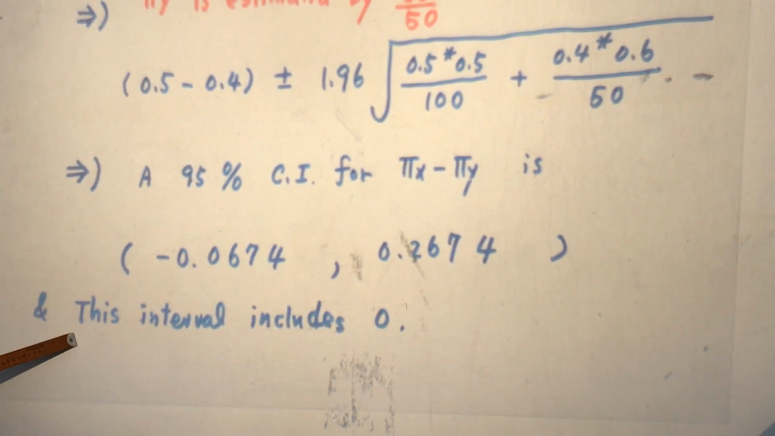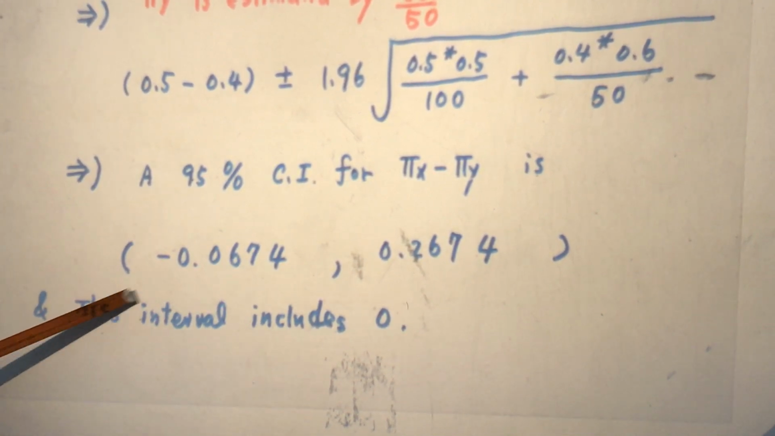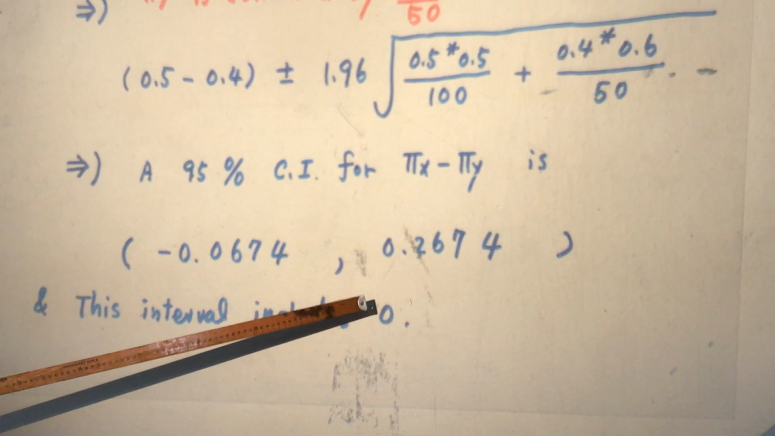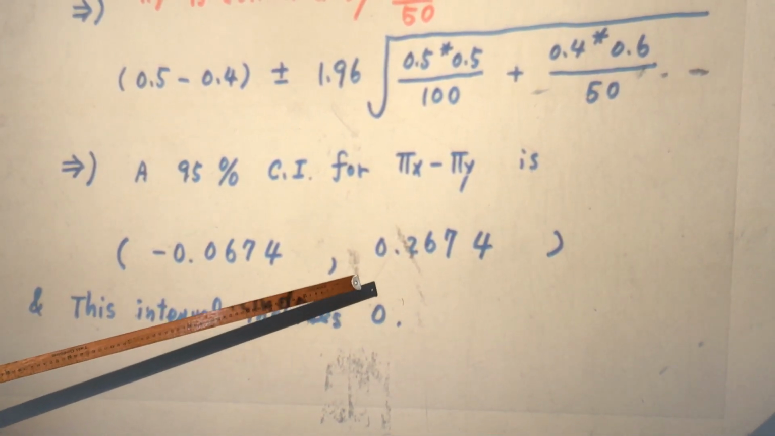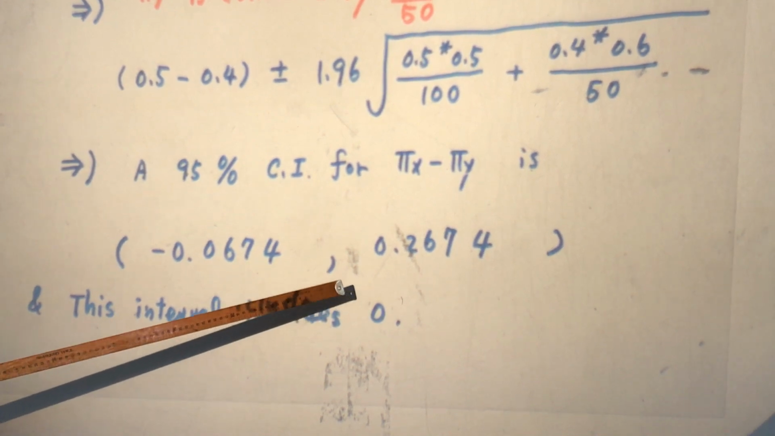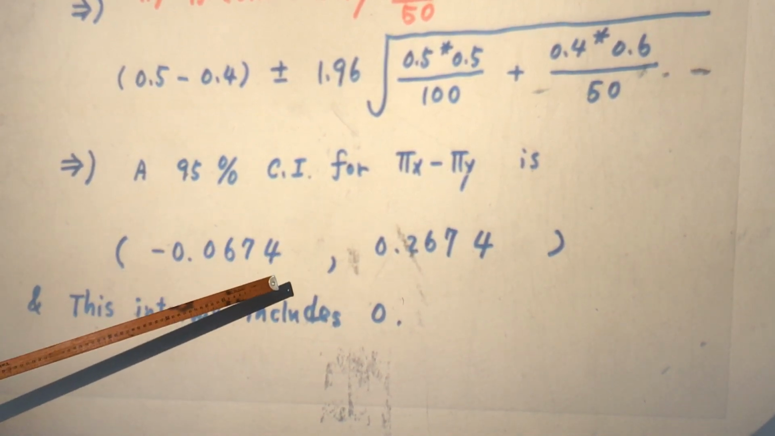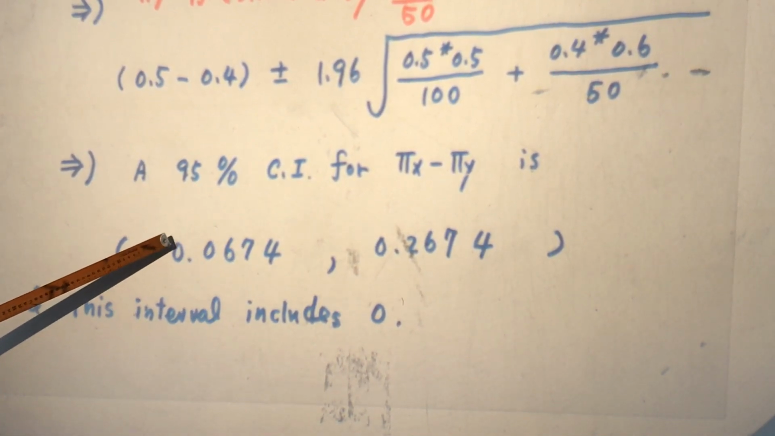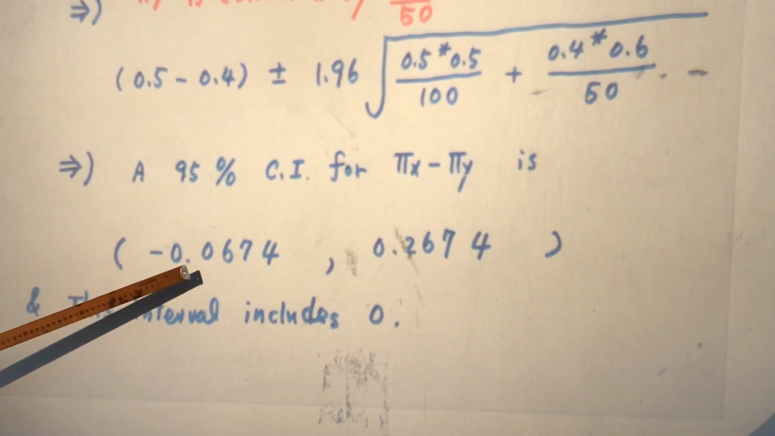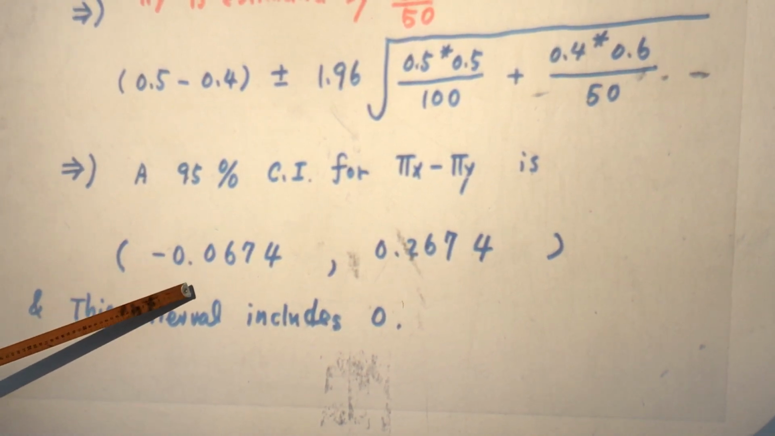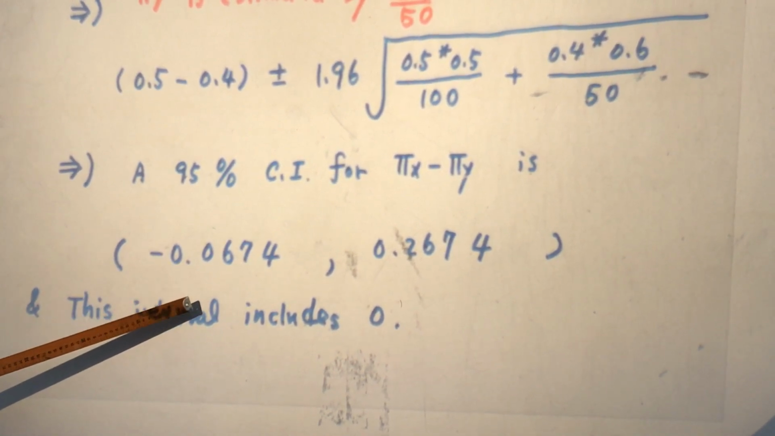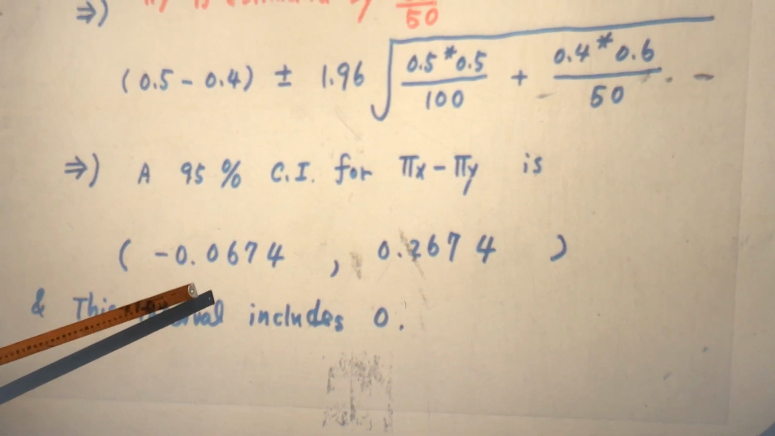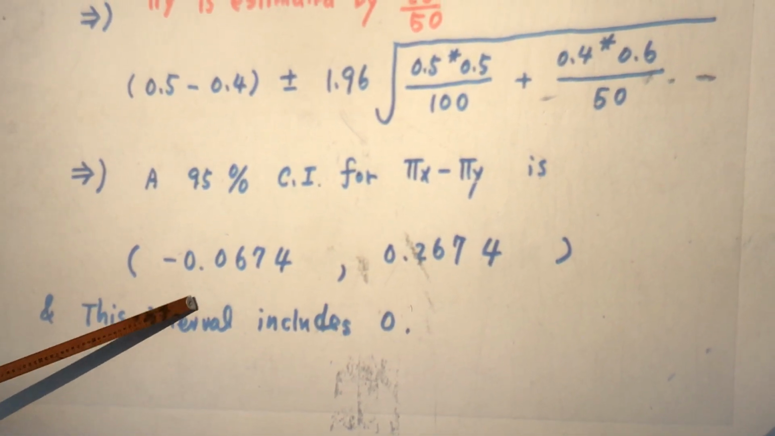This interval does cover 0. And this interval is constructed for pi x minus pi y. So the data kind of support what? No difference in getting heads from the Looney and tuning. The probability of getting heads in tuning and for Looney is about the same. Can you see that? Because this interval covers 0.